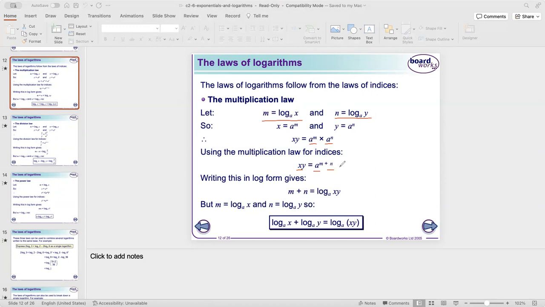If you take the logarithm of both sides, it's going to be log base a of xy equals m plus n. So you can also express log a x plus log a y equals this one. That's how to prove that the multiplication law is valid. Can you see that when you multiply them together, it turns to this?